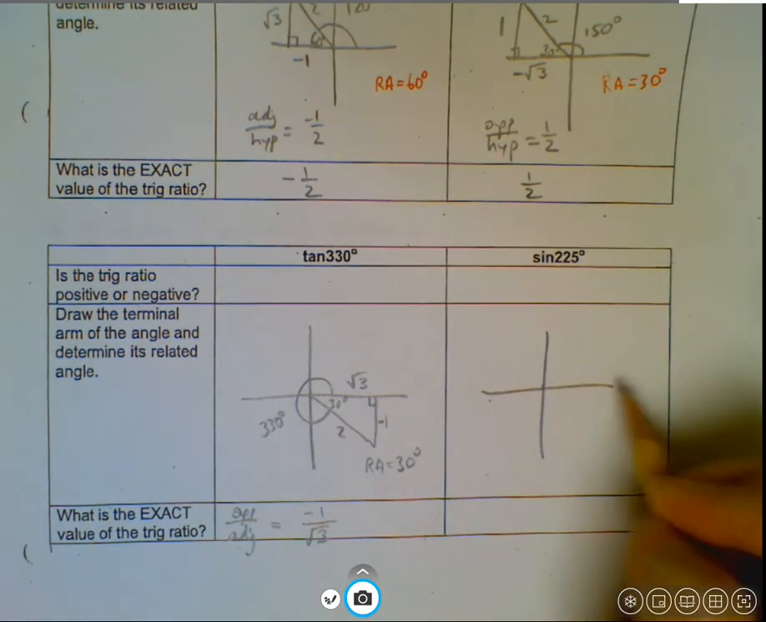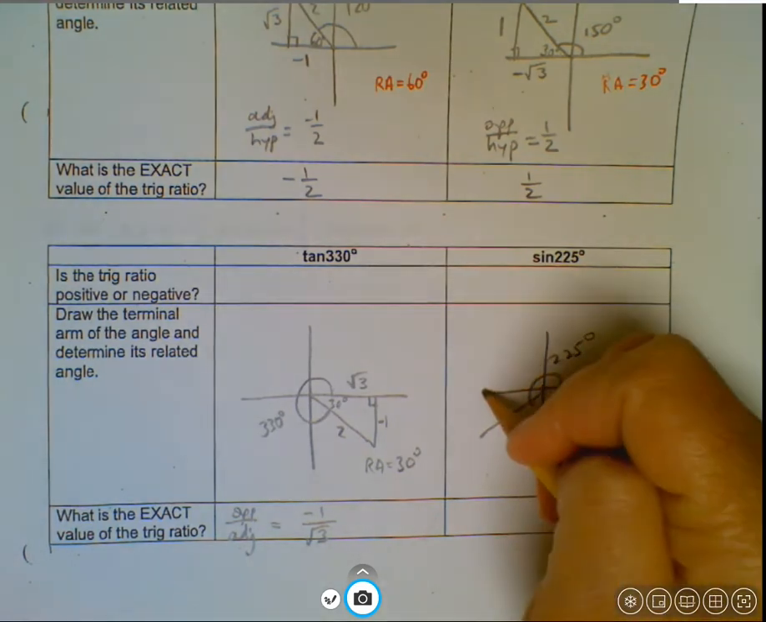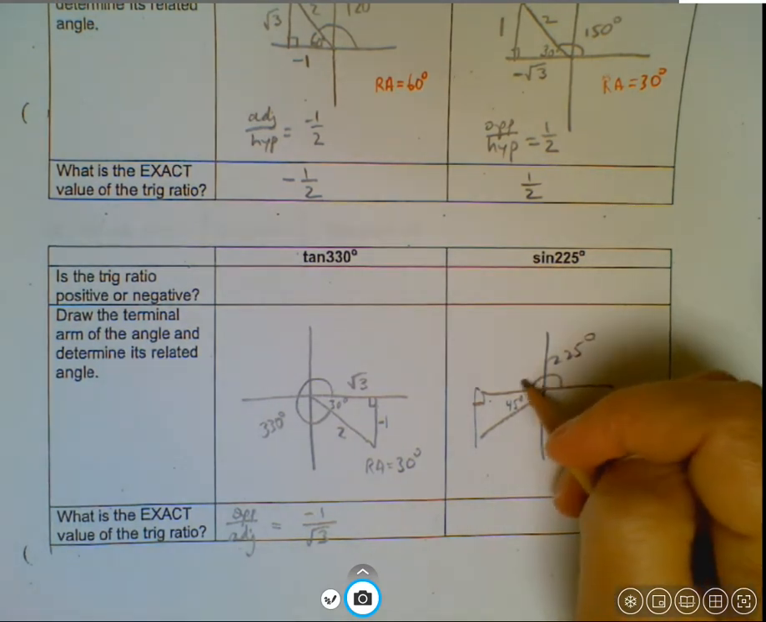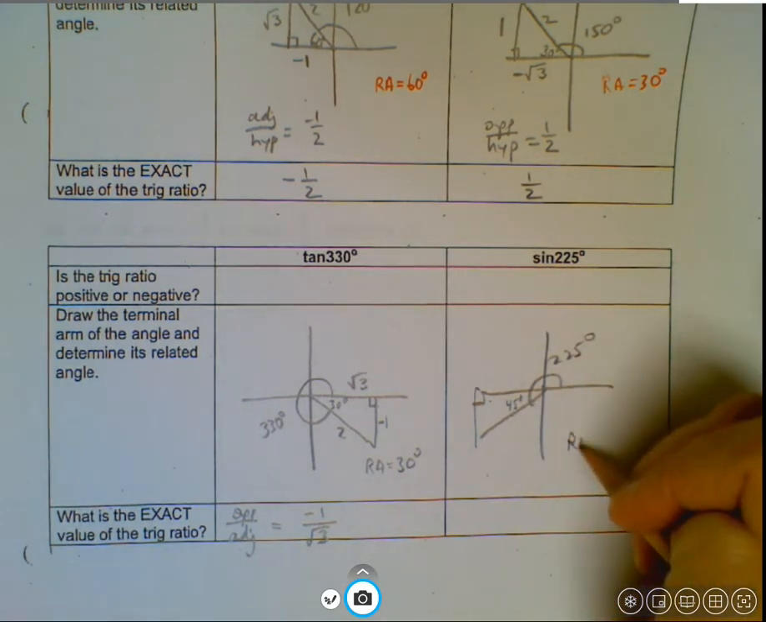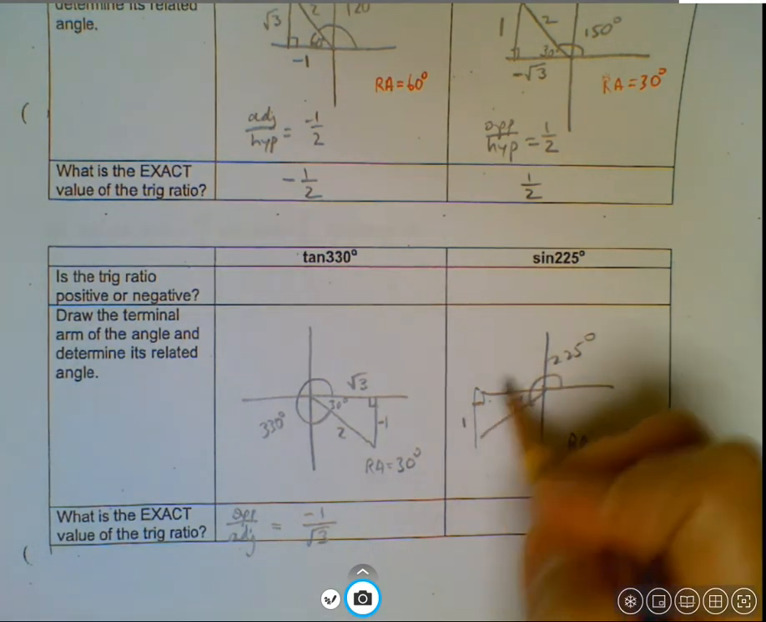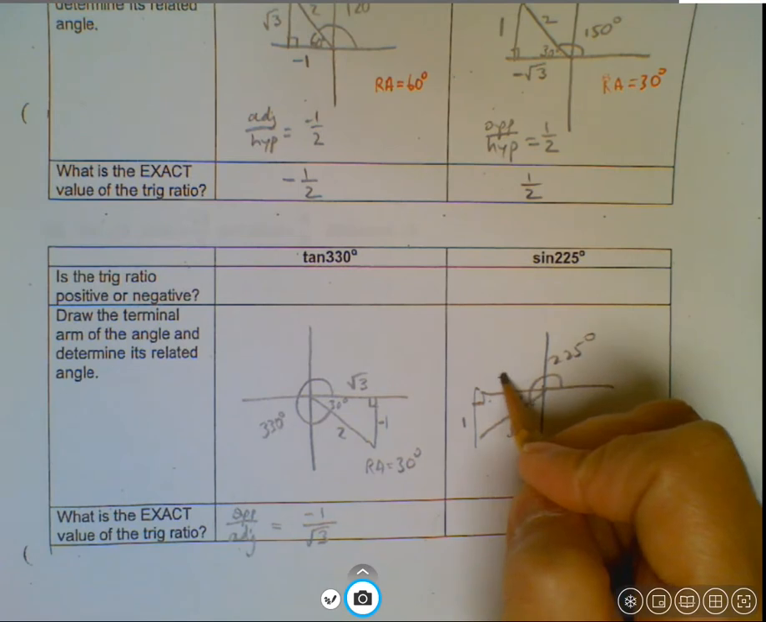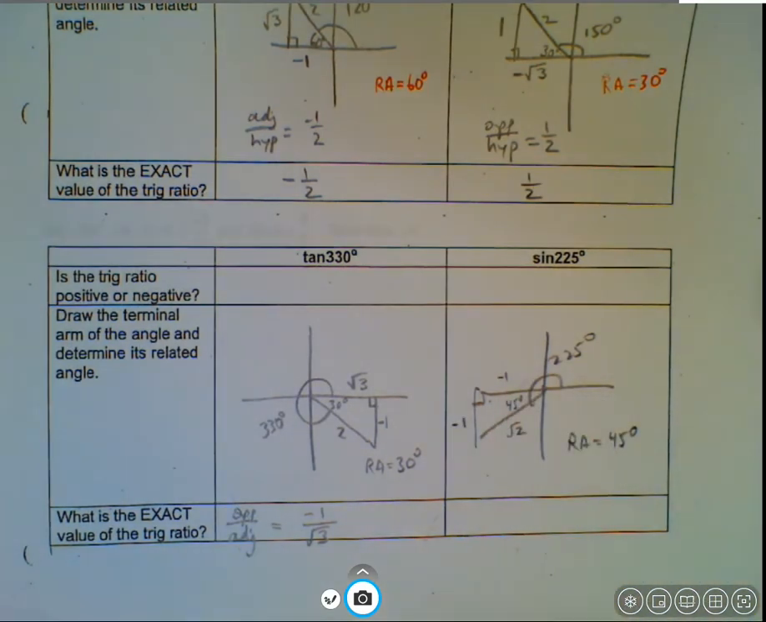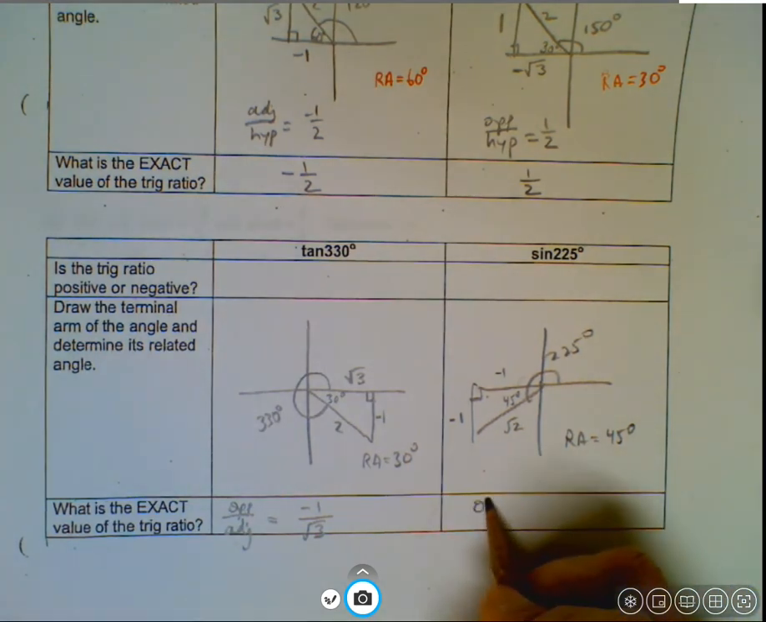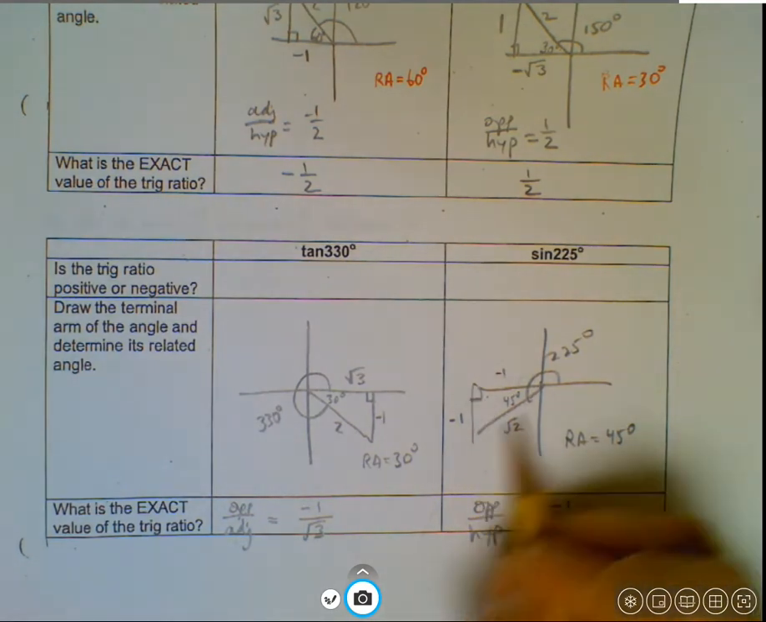Okay, sine 225. 225 is in quadrant 3. Here's 225. And draw the triangle. The related angle is 45 degrees. So I've got 180 plus a little bit more to 225. This is the other special triangle with the 1, 1, and root 2. Now, the x's are negative in quadrant 3, and the y's are also negative in quadrant 3. So the sine of 225 is going to be opposite over hypotenuse, which is going to be negative 1 over root 2.